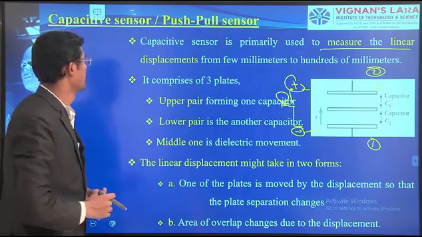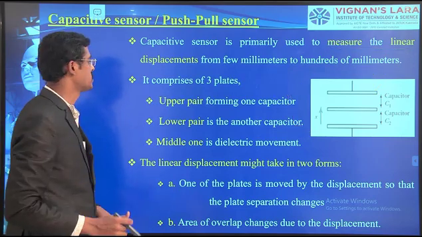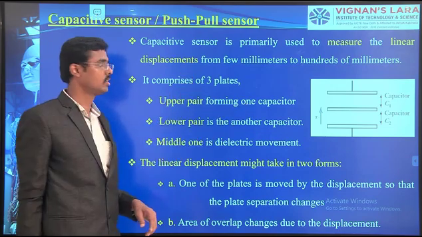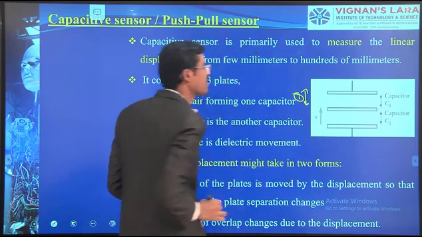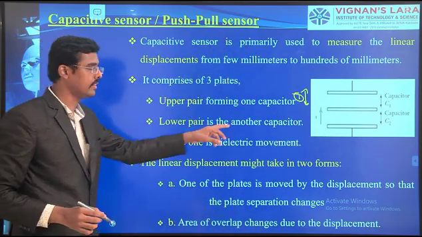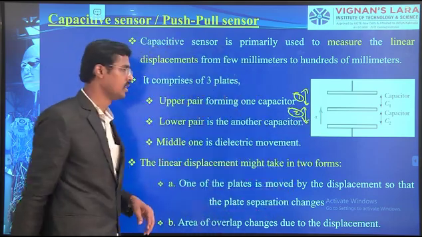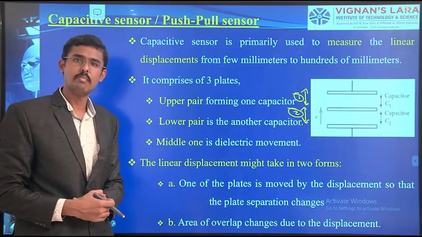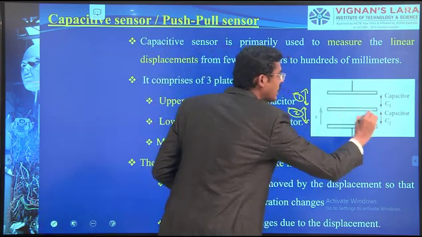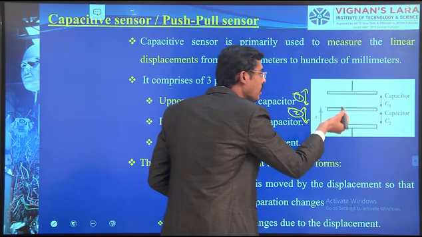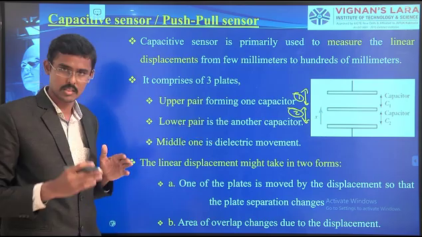It comprises three plates. The upper pair forms one capacitor. So I am talking about this pair. This pair forms one capacitor, and the lower pair is another capacitor. Another pair is the second capacitor, and then the middle one belongs to the dielectric movement. Whether it goes up or goes down, accordingly the change occurs. You will come to know.